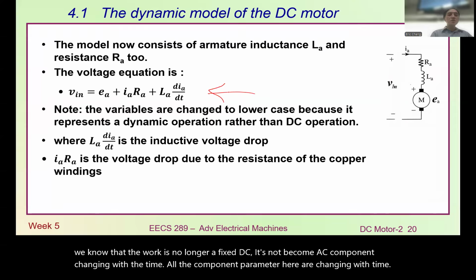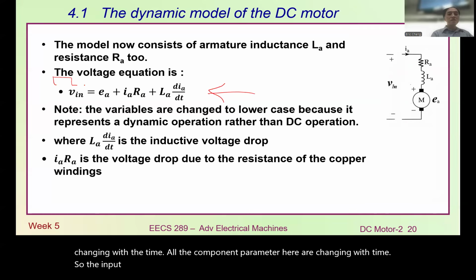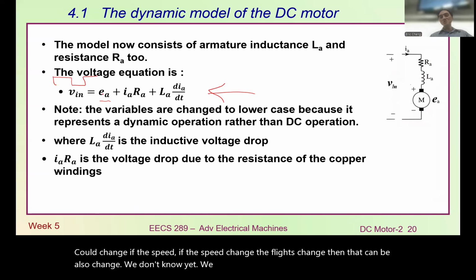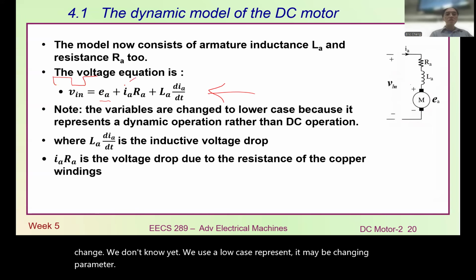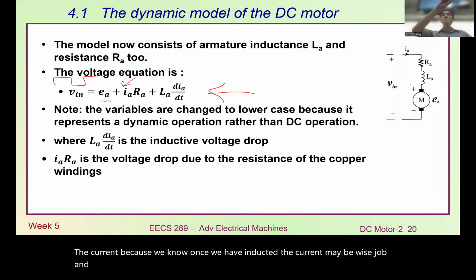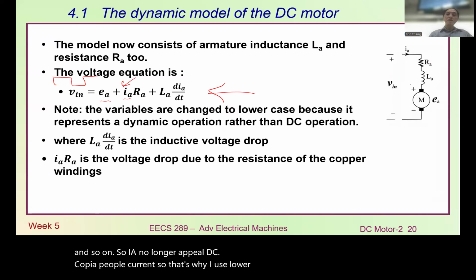So the input voltage, we know that it's a square wave, right? The EA voltage could change with the speed. If the speed changes, the flux changes, then that can also change. We don't know yet, so we use lowercase to represent it. It may be changing with parameter. The current, because once we have an inductor, the current may rise, drop, and so on. So IA is no longer a pure DC, it could be a ripple current. So that's why I use lowercase here, and that's why this current is also lowercase.